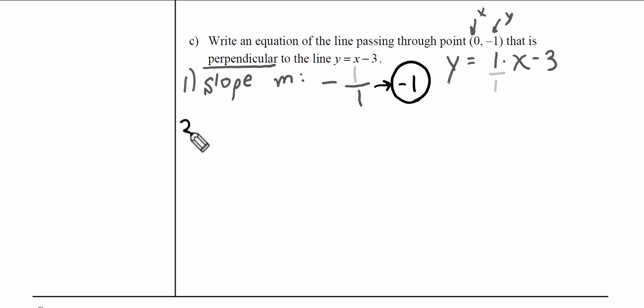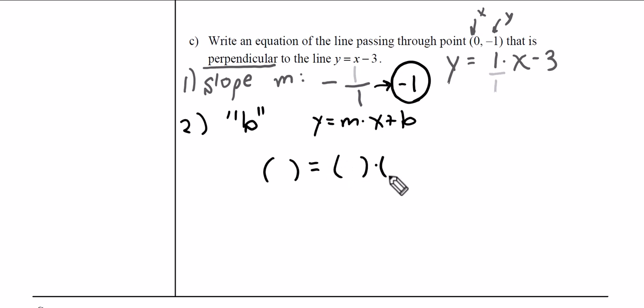Let's go ahead and take care of the b value. We go ahead and use the slope-intercept form. I'm going to put parentheses here. We are solving for b. Note that the slope that we're going to use is not the original slope. We're going to use the new slope. So in part A and part B, we always used the new slope.